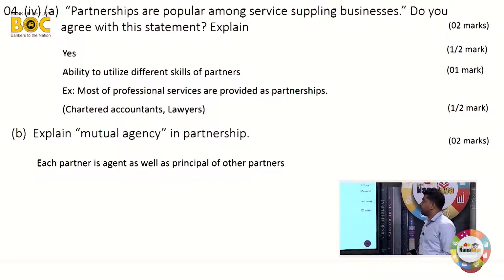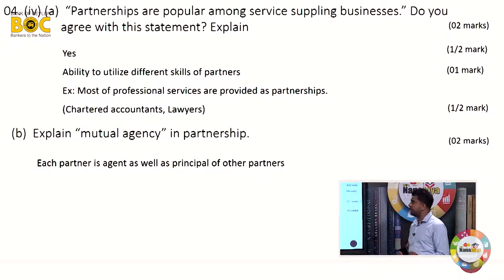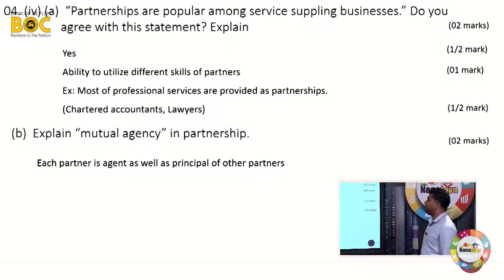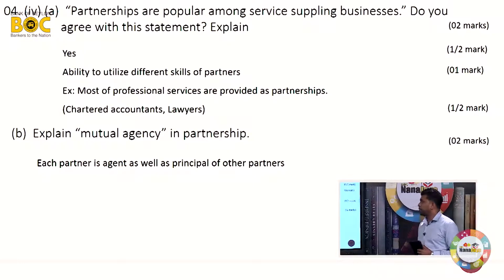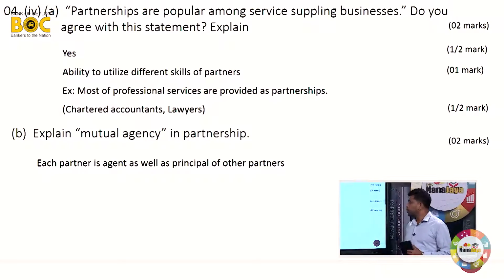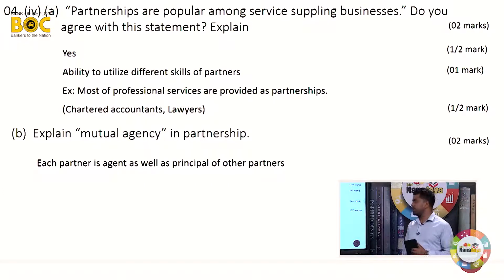Partnerships are popular among service supplying businesses. Do you agree with this statement? So, yes, it's correct. Half a mark for that. The reason is the ability to utilize different skills of partners, and you have to mention an example. Most professional services are provided as partnerships. Example, chartered accountants and lawyers have organized as partnerships. Part B, explain mutual agency in partnership. Mutual agency means each partner is agent as well as principal of other partners.